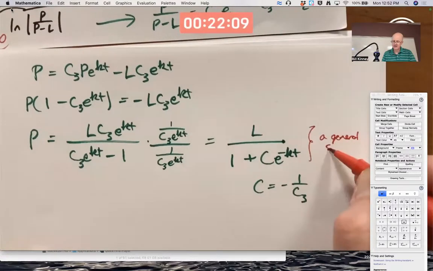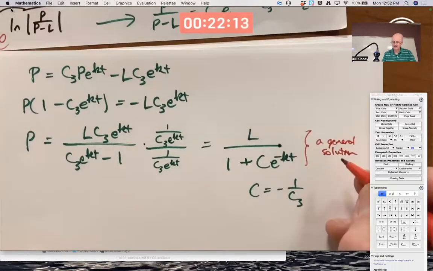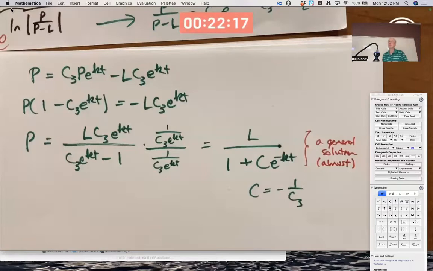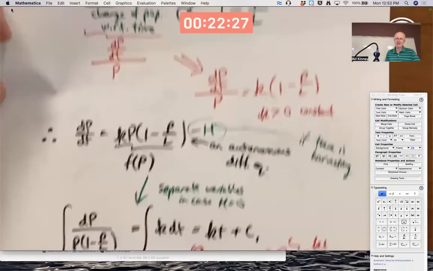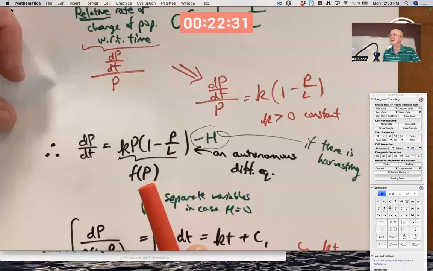Does it solve any initial value problem? Actually, not quite. So I'll put the word almost in here. It misses one solution. This differential equation has two equilibrium solutions. Does anybody see what they are? Two equilibrium solutions.